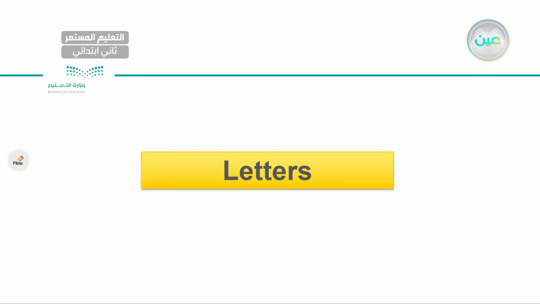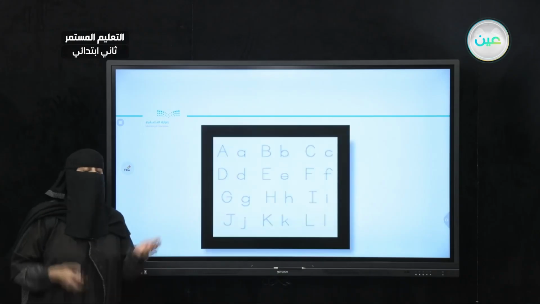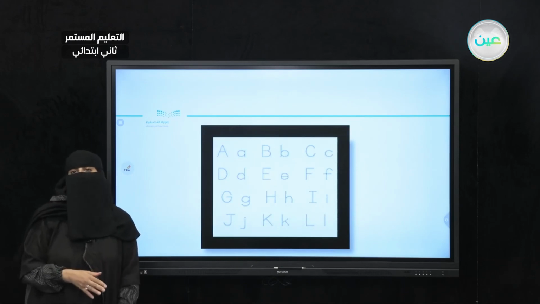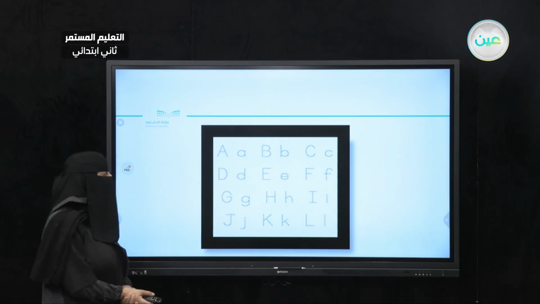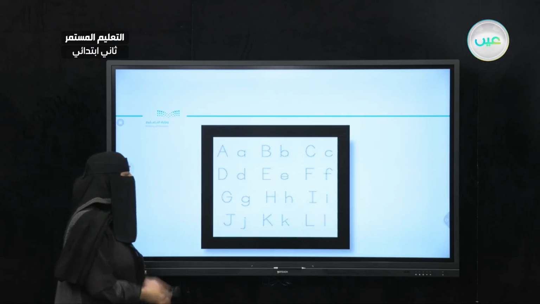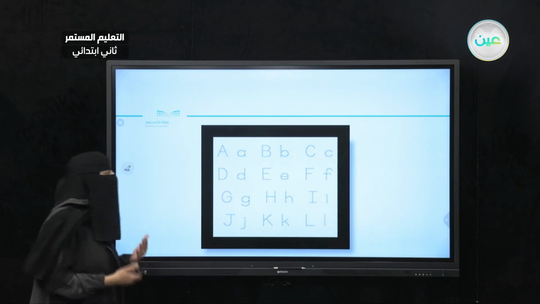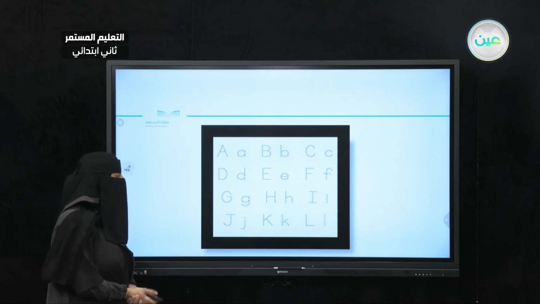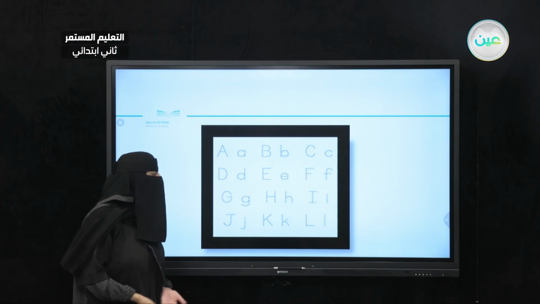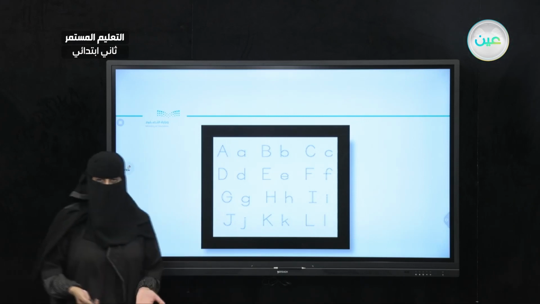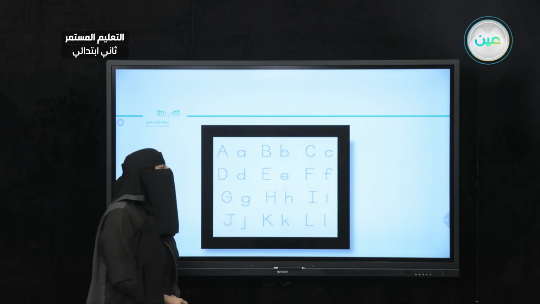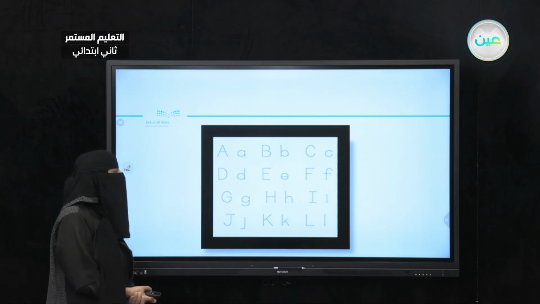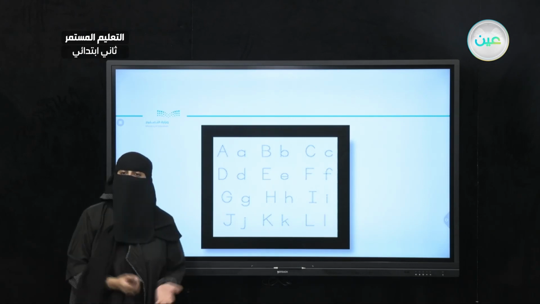Now, since we've gone in a way with our letters, let's go ahead and read the letters so we can refresh our memory. Starting from the first letter in our alphabet, I have A, B, C, D, E, F, G, H, I, J, K, and L. Let's read them one more time. A, B, C, D, E, F, G, H, I, J, K, and L.